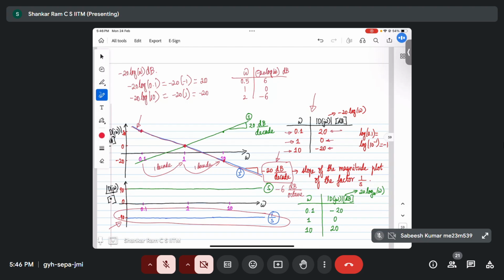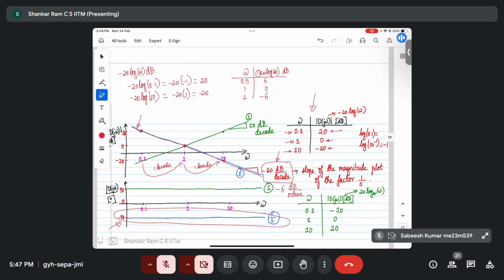When we write 20 dB per decade, it is not going to be linear, right? If we consider this example, 0.1 to 1 is 1 decade. And 0.1 to 10 is 2 decades, where it decreases by minus 40. So you divide by 2, you get minus 20 decibels, right?